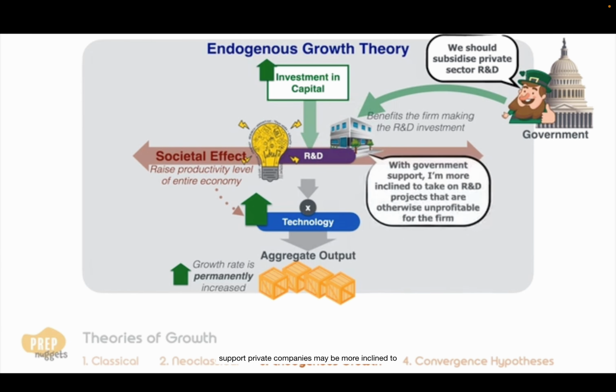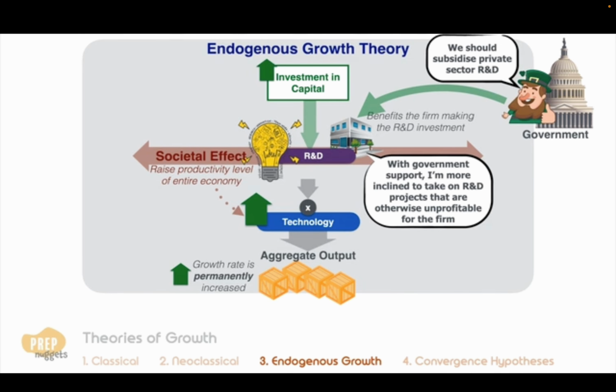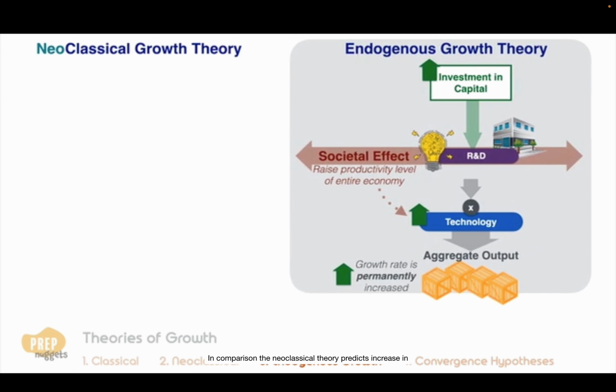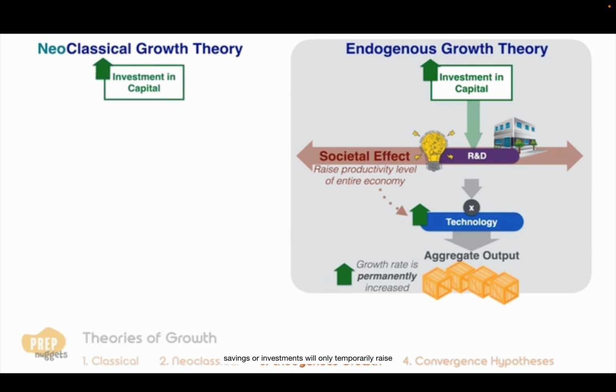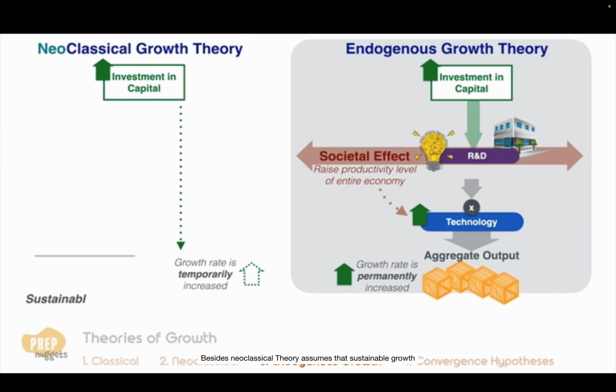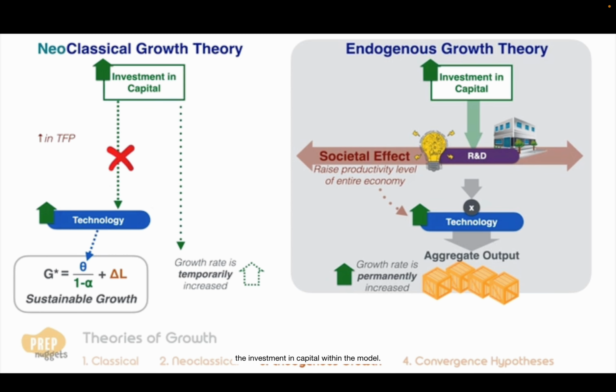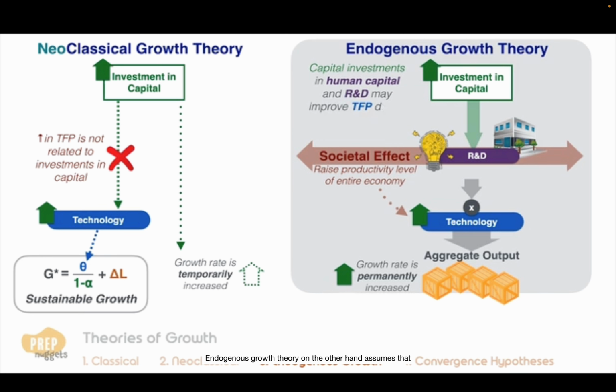With government support, private companies may be more inclined to undertake expensive R&D projects, which may otherwise be deemed unprofitable for the firm. In comparison, the neoclassical theory predicts increase in savings or investments will only temporarily raise the economic growth rate. Besides, neoclassical theory assumes that sustainable growth comes from increases in TFP not related to the investment in capital within the model. Endogenous growth theory, on the other hand, assumes that capital investment in human capital and R&D may actually improve total factor productivity due to the societal effect.